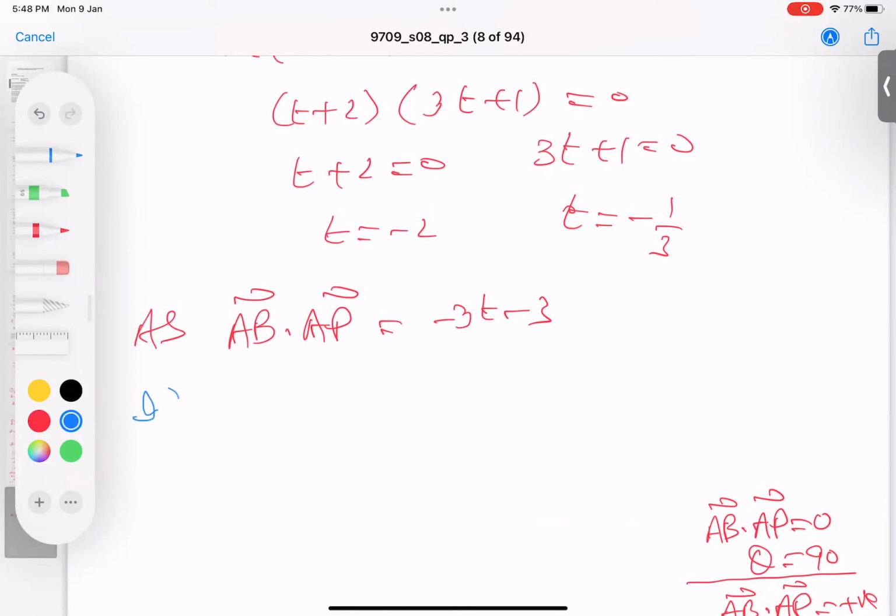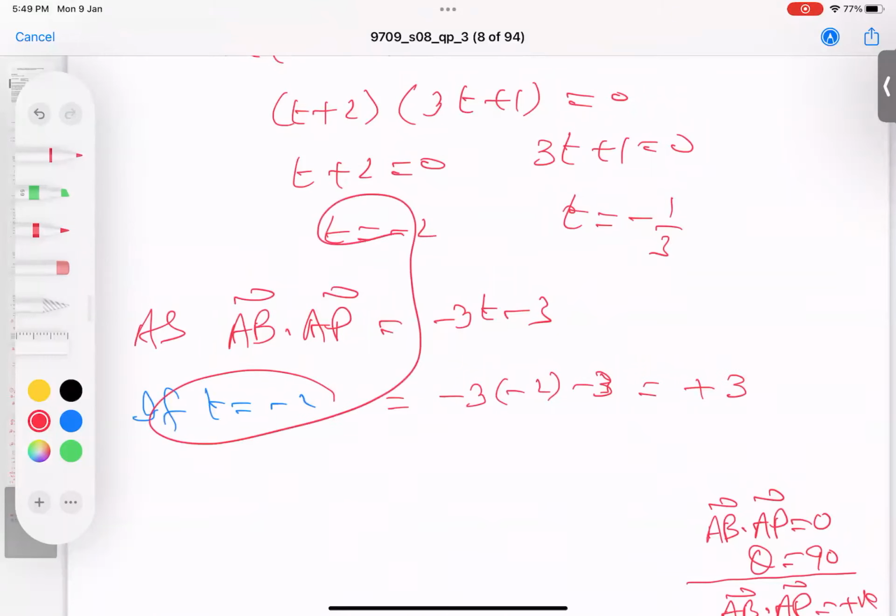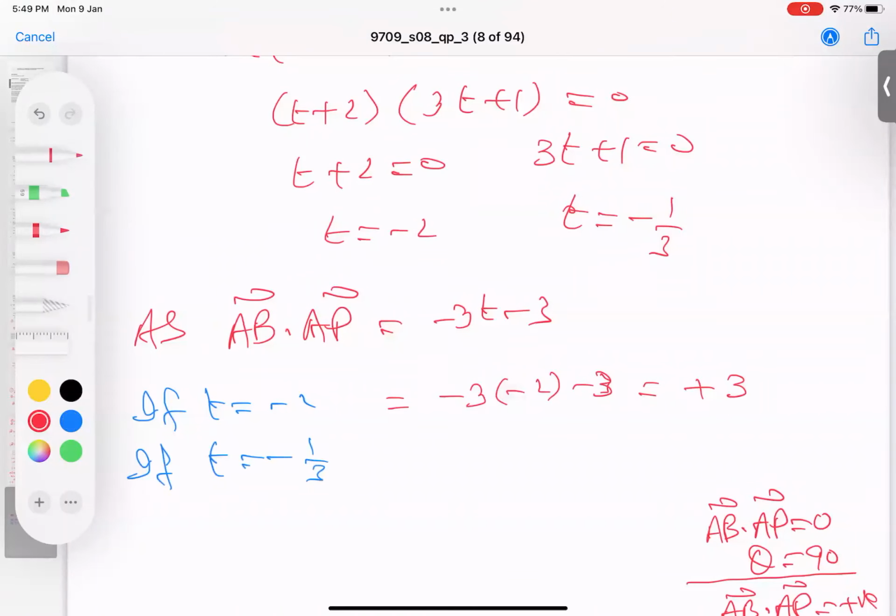If I use t equal to -2, let's see what answer turns out. 3 times -2 gives -3, -3. I got negative and positive. I got a positive 3. So it is giving us a positive answer. And if I try the other one, if t equal to -1/3, then let's see what answer comes. So I plug this value in here. -3 times -1/3 and -3. 3 cancels out. I get +1, I get -2. So -2 I have to ignore, and this I have to take.